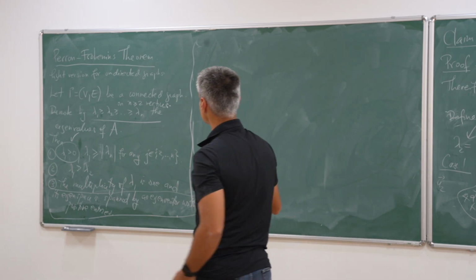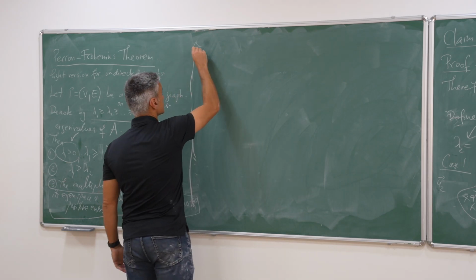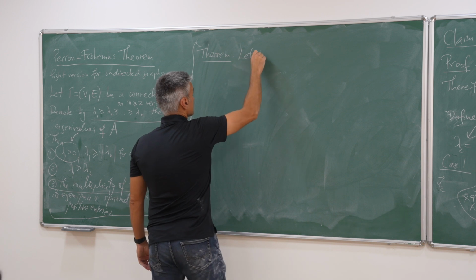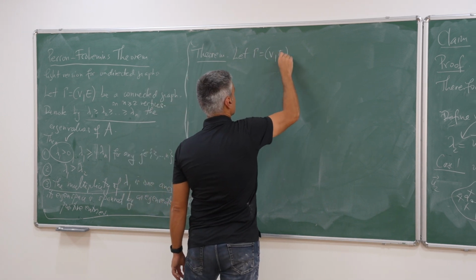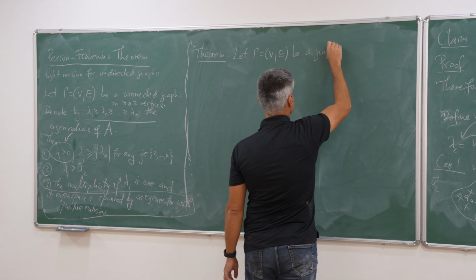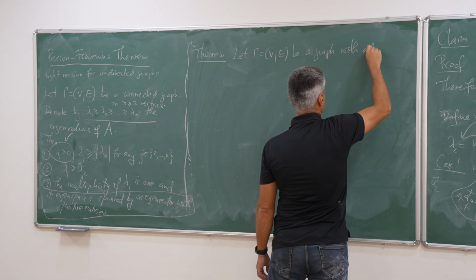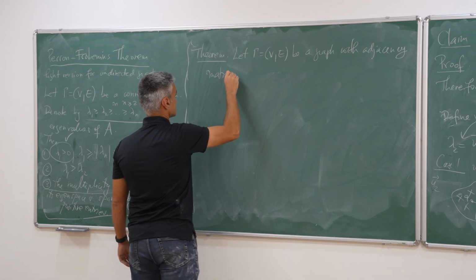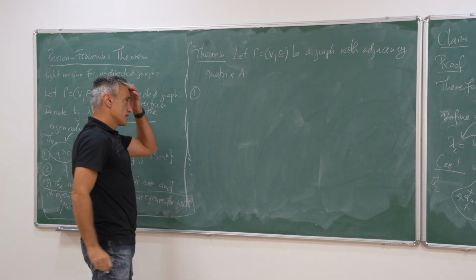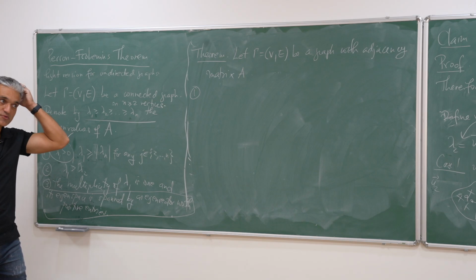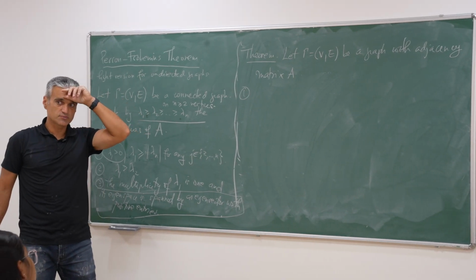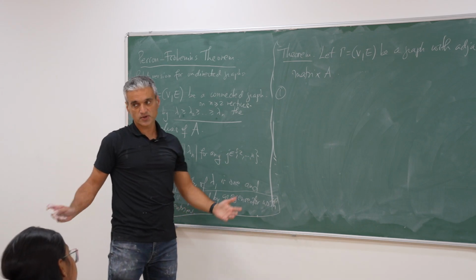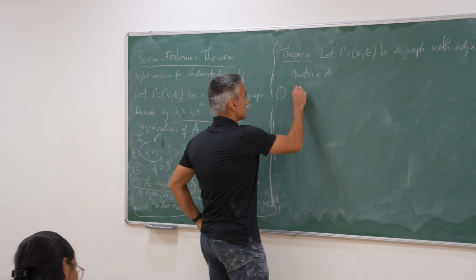Okay, so now let's do something about spectral graph theory. So let's do a theorem. Let gamma be a graph with adjacency matrix A. So this will be one of the first results where you will see this connection between combinatorial properties on one side and eigenvalue properties on the other side. And it's probably familiar to most of you, but let's do it.